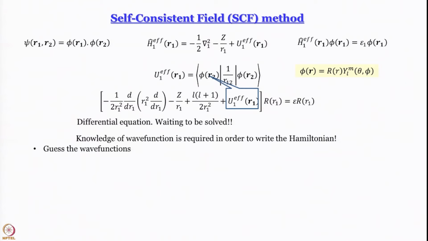So we make an intelligent guess of an appropriate wave function, and then we evaluate this U effective with it, okay. That now becomes a number. Now you can solve this particular differential equation for the trial wave function. What do you get? Now you get a new set of wave functions. Will they be exactly the same as the trial wave function? Not necessarily. This is the beauty of this technique.